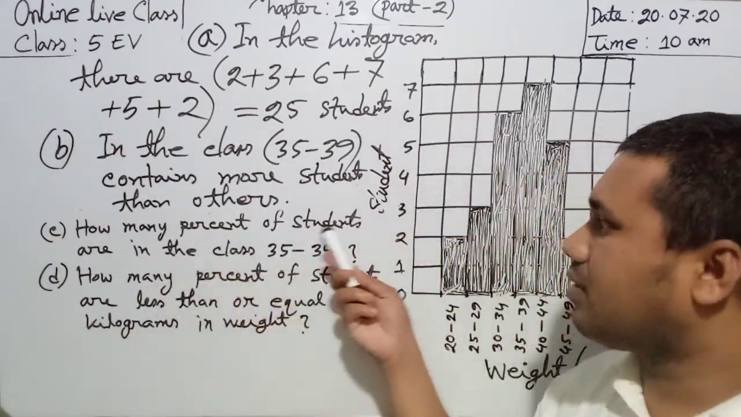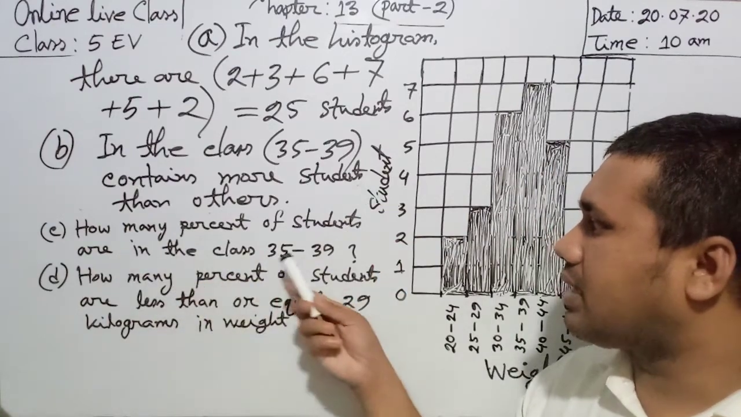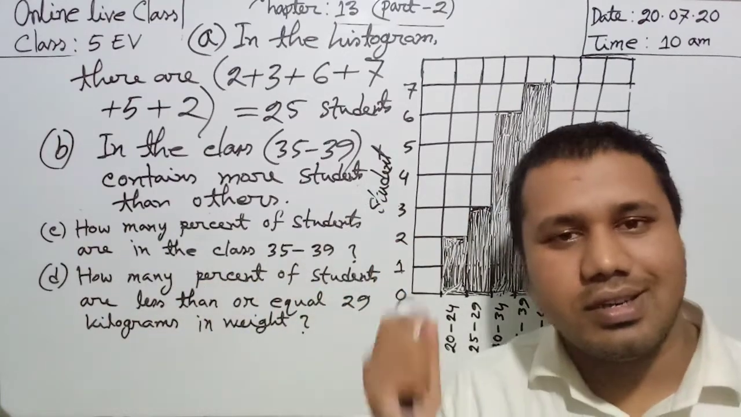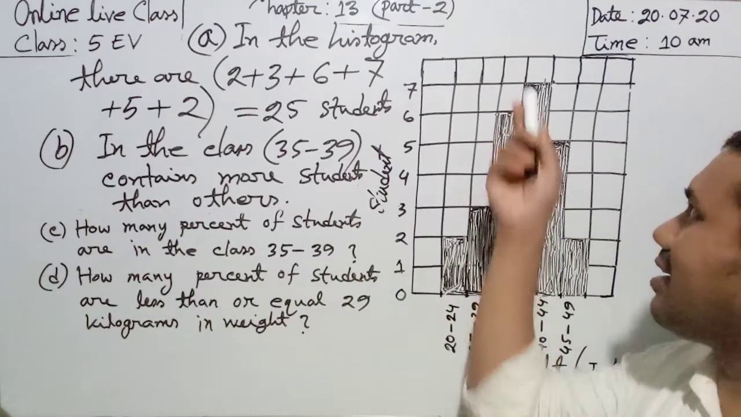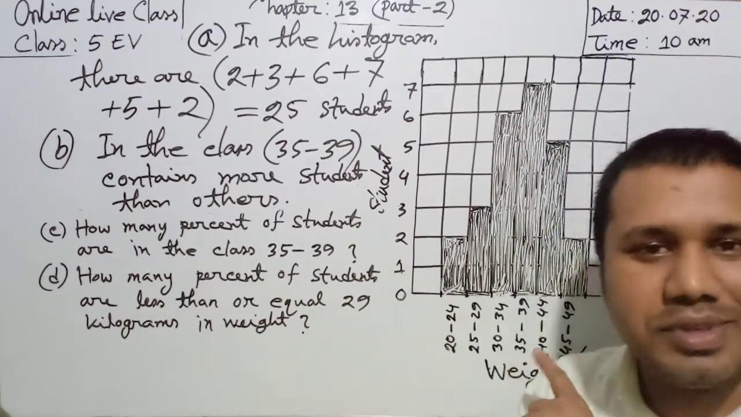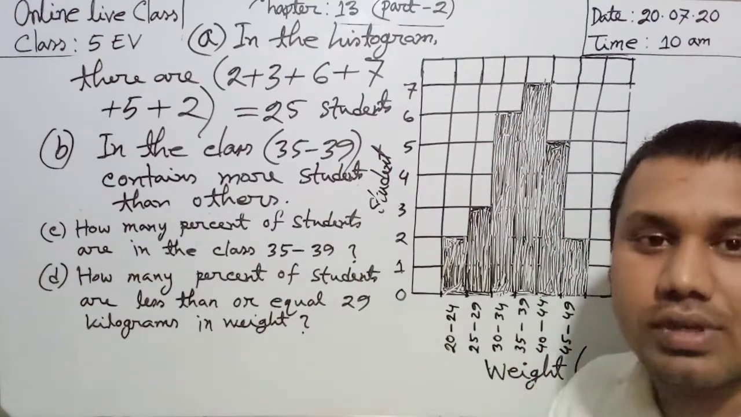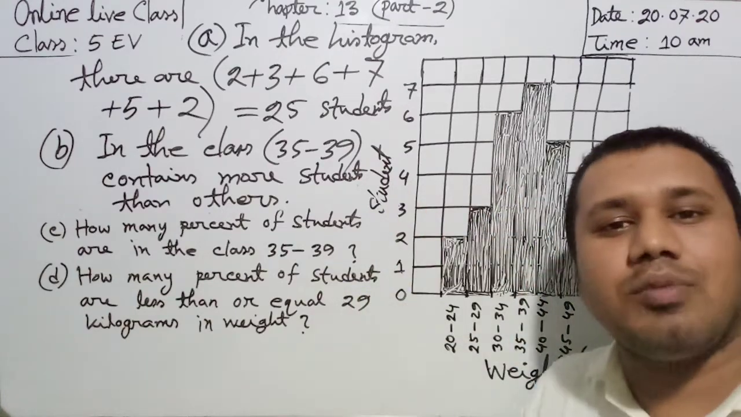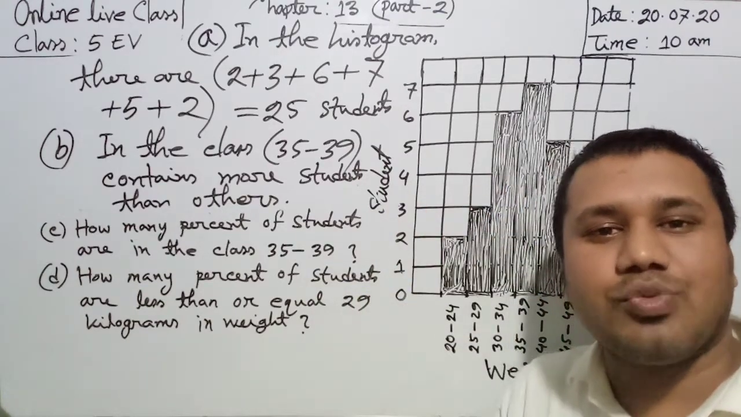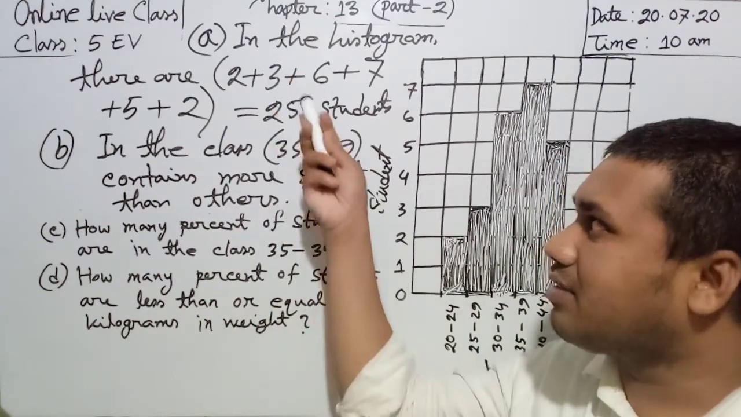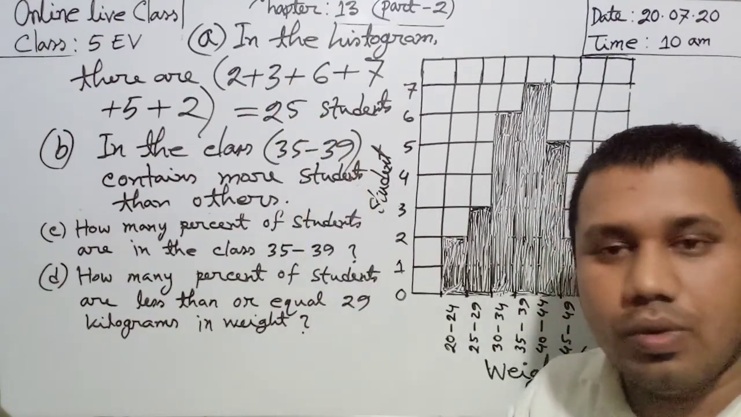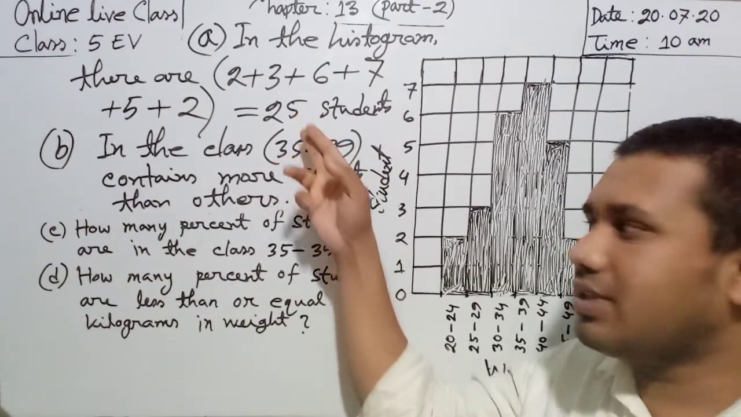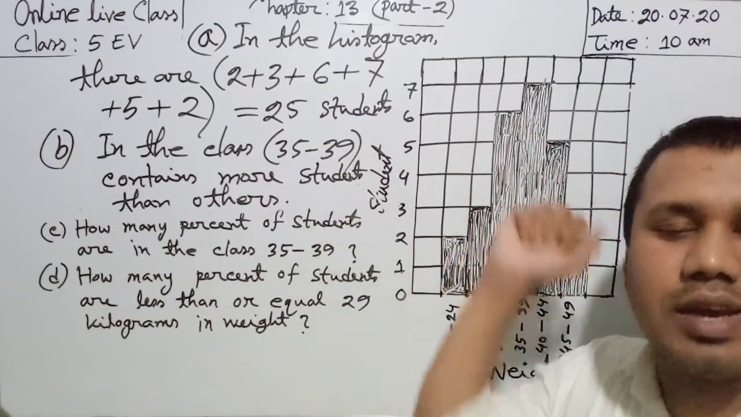How many percent of students are in the class 35 to 39? Dear students, we can write 35 to 39. There are 7 students. And in the whole histogram, that means in the whole section, there are how many students? Yes, 25 students. This is the answer of problem number A. So, out of 25 students, 7 students belong to this class.